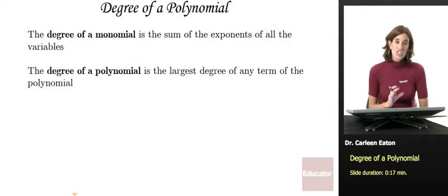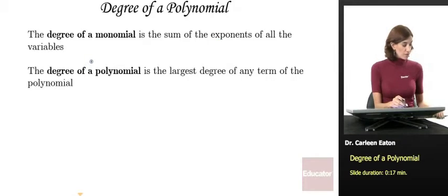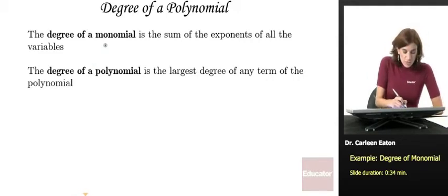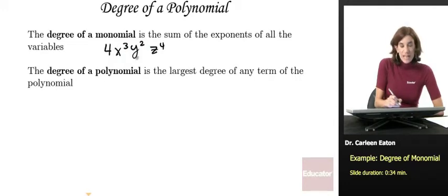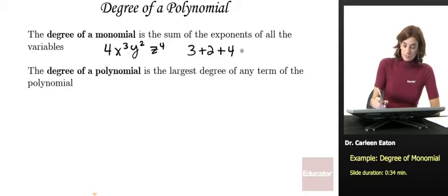We sometimes talk about the degree of a polynomial. If you're talking about a monomial, you find the degree by adding the exponents. So the degree of a monomial is the sum of the exponents of all the variables. For example, if you were given the monomial 4x cubed y squared z to the 4th, and you were asked to find the degree, you would add the exponents of the variables. So I have 3 plus 2 plus 4, which is 9. The degree for this monomial is 9.